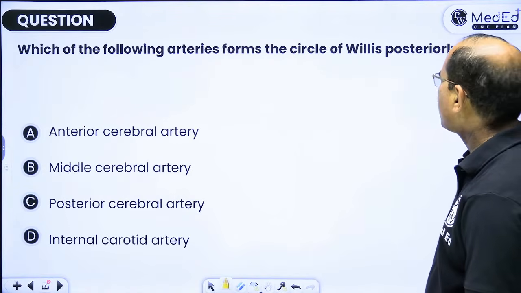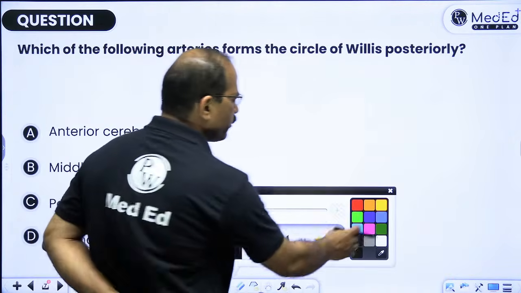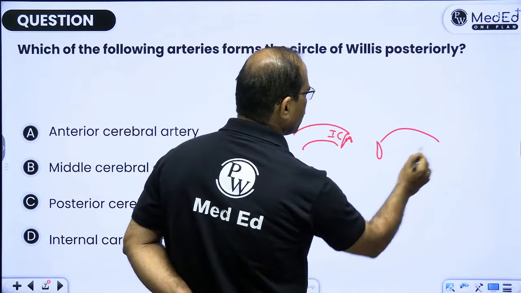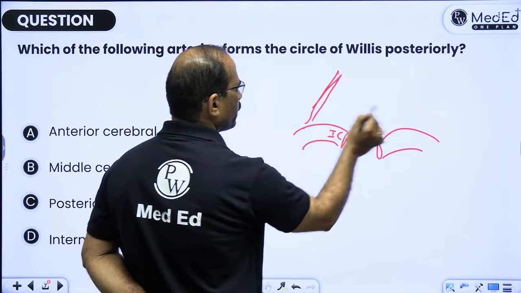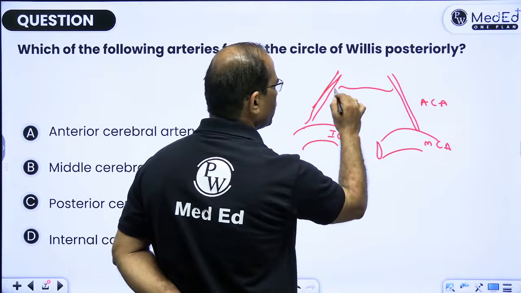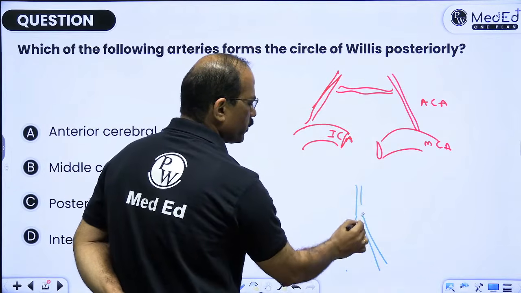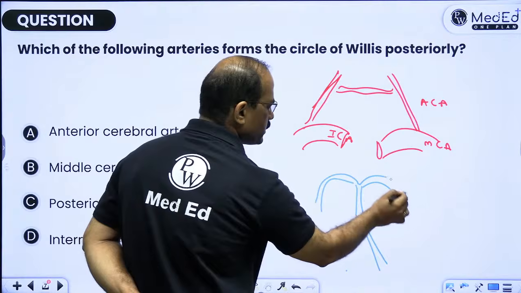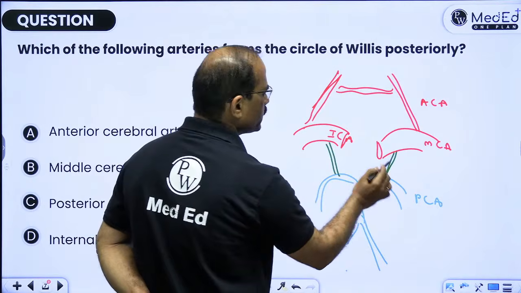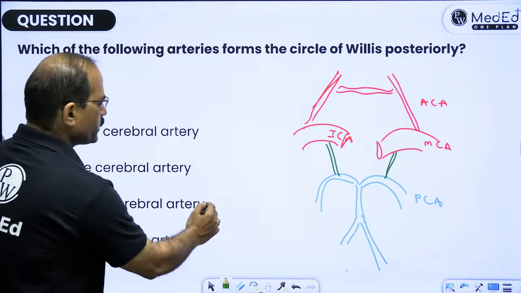Now, which of the following arteries forms the circle of Willis posteriorly? If we draw the circle of Willis here, that's the internal carotid artery. That's the anterior cerebral artery. That's the middle cerebral artery. This is the anterior communicating artery. From here, these are the two vertebral arteries. Vertebrals will join to form the basilar. Basilar divides into two posterior cerebral arteries. These are the posterior communicating arteries. So this becomes the circle of Willis. So the answer for this is posterior cerebral artery.